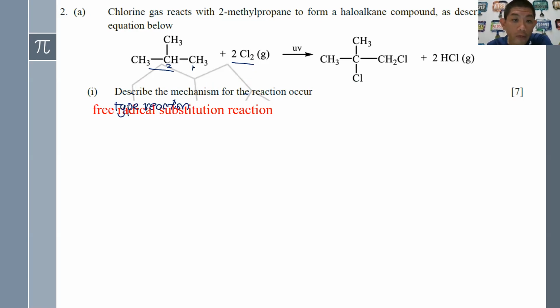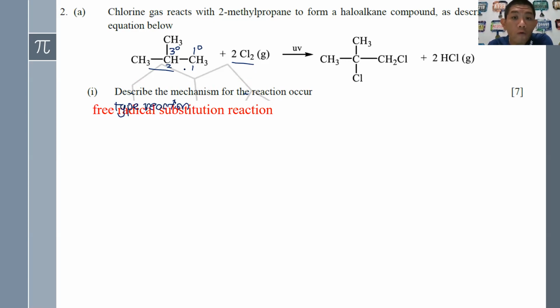If you look carefully, this is a primary carbon, while this one is a tertiary carbon. So a tertiary carbon is preferred to be substituted compared to a primary carbon, due to the stability of the radicals that are about to form later. Later, I'm going to explain how the mechanism goes here.